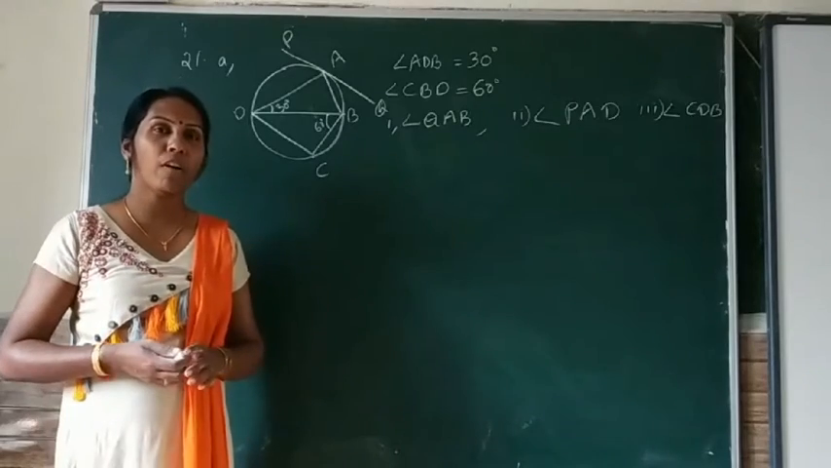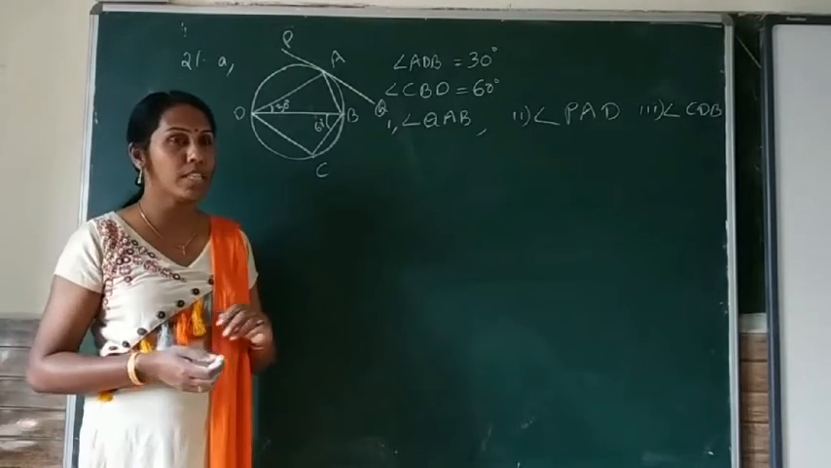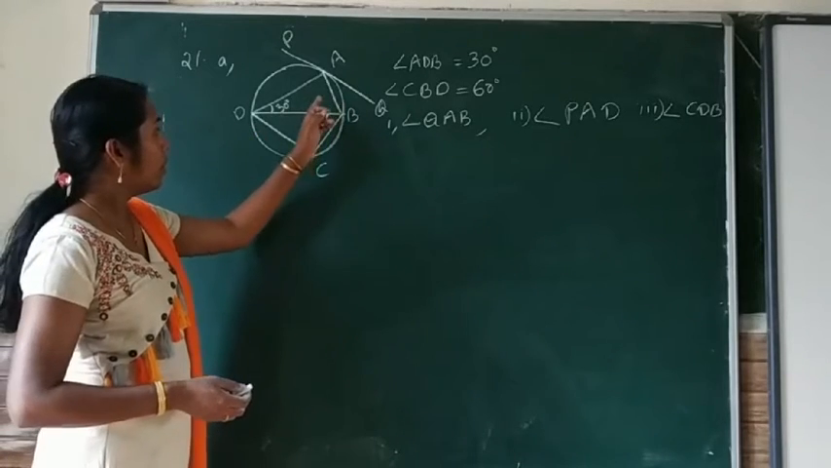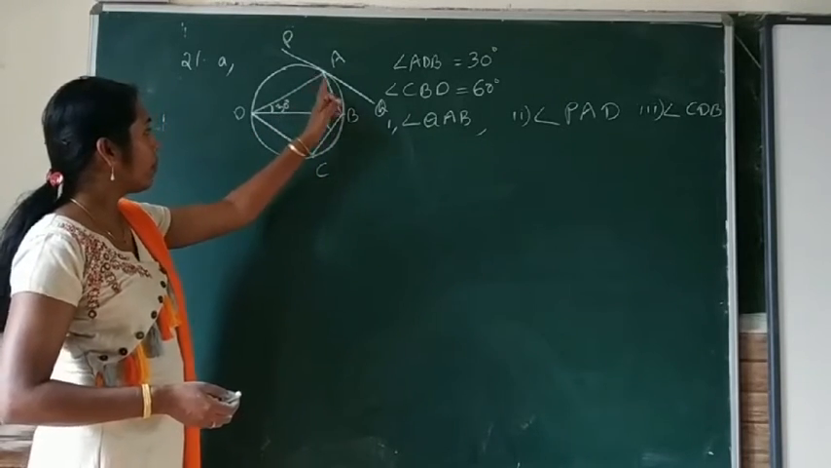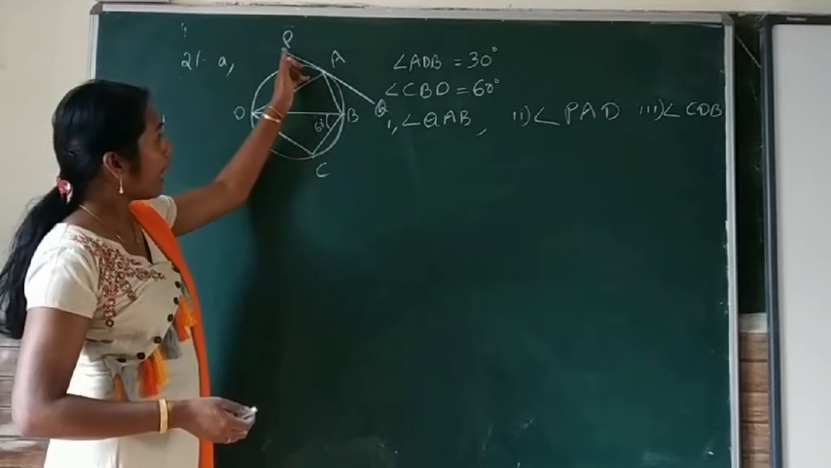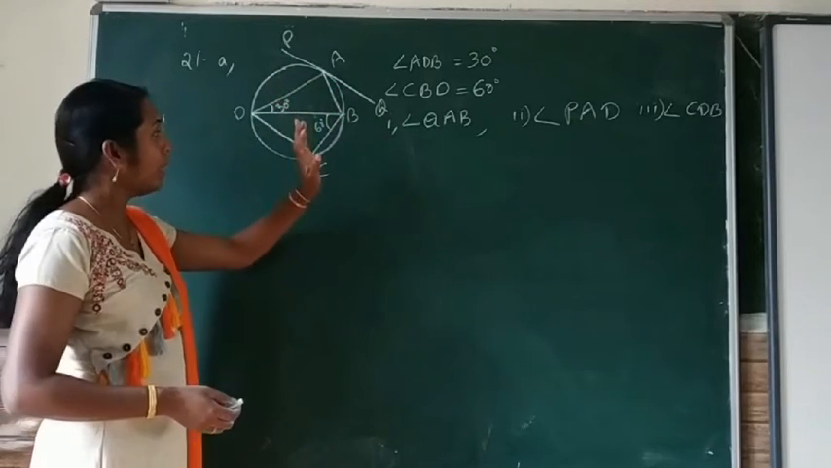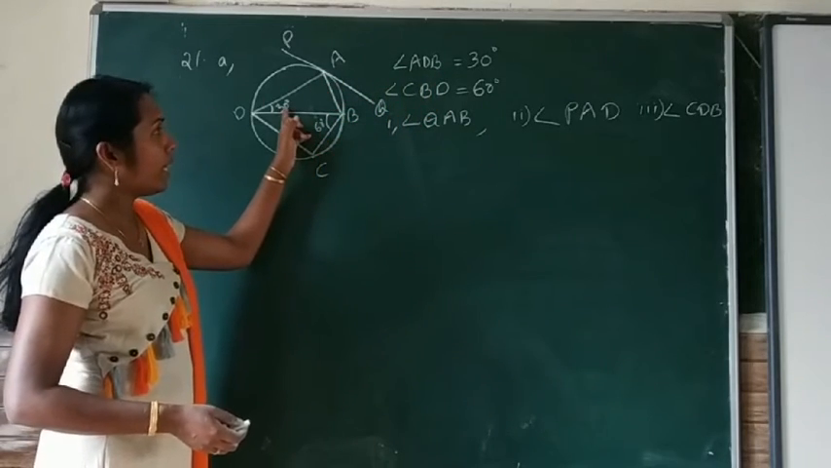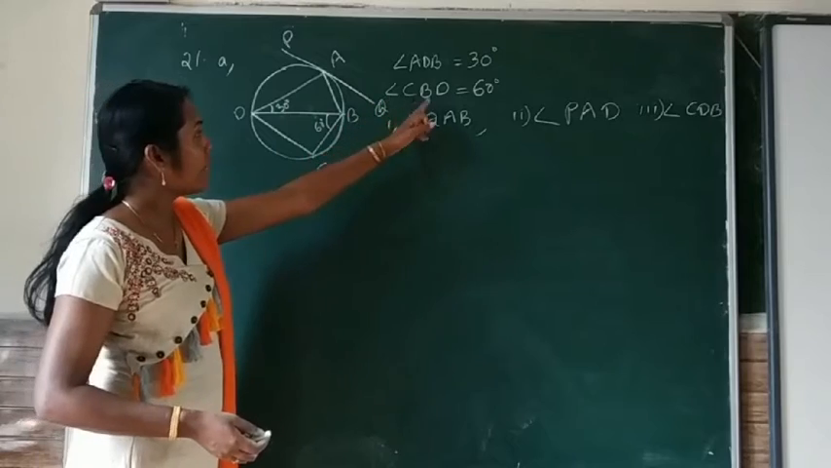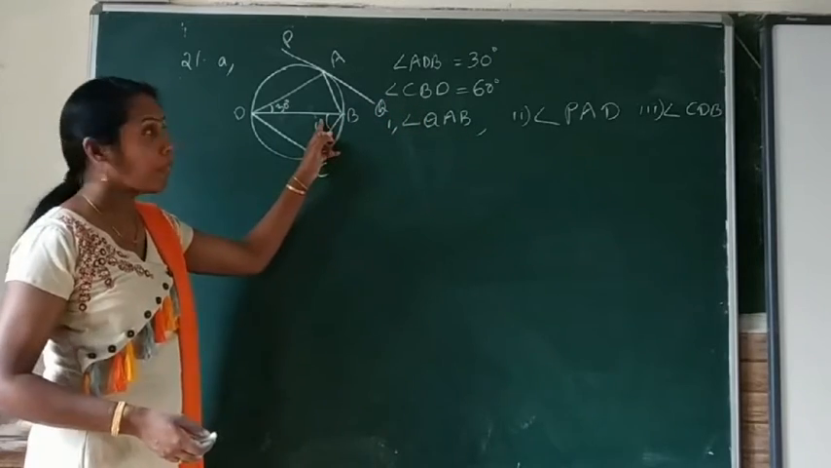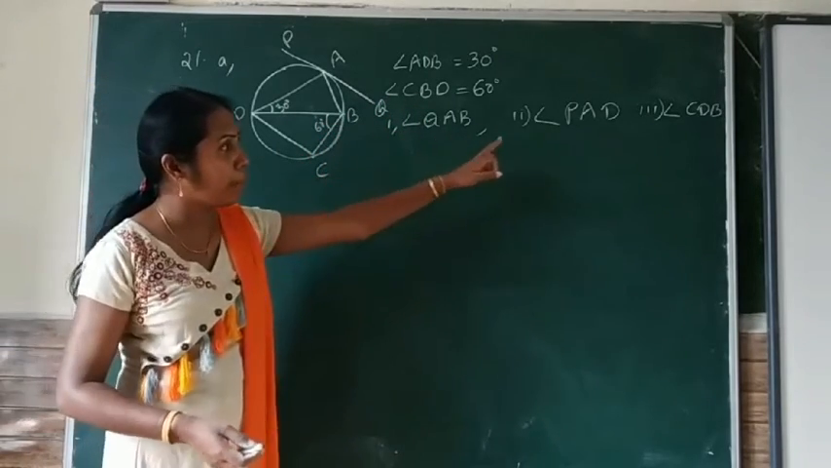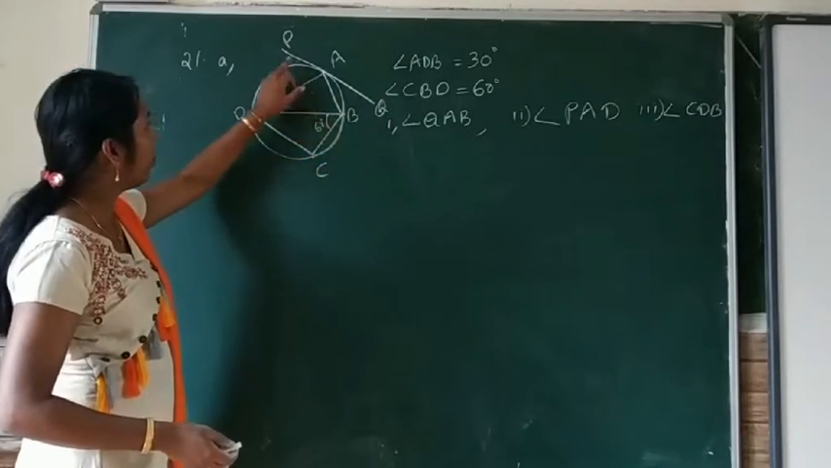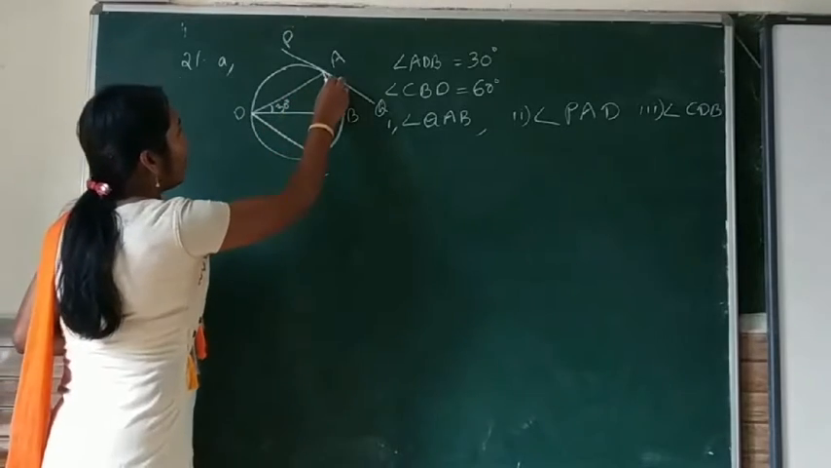Now let us see how we can apply the alternate segment theorem in the questions. Here, question 21a. In this, there is a cyclic quadrilateral ABCD and a tangent PQ at the point A, and it is given angle ADB is equal to 30 degrees. Angle CBD is 60 degrees. We have to find angle QAB, angle PAD and angle CDB. First of all, let us see angle QAB. This angle we have to find out.